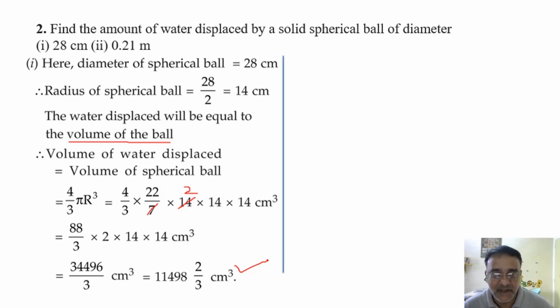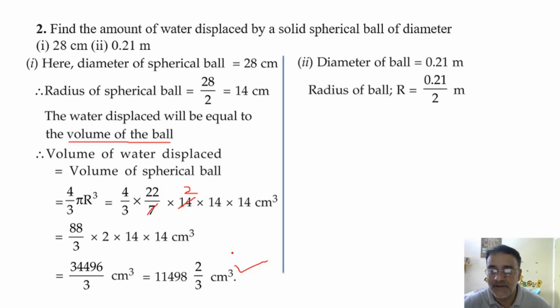Second bit. What is the radius given? Diameter. Diameter given is 0.21. So the radius will be 0.21 by 2. Now remove this decimal. How can you write it? 21 by 200? 200. 21 by 200? Yes, sir. Okay, right. So this we will take.